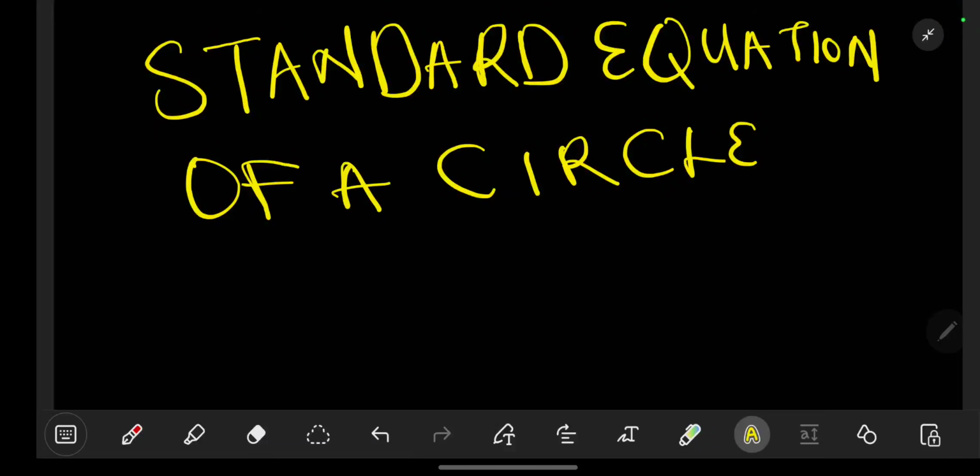Today we are going to be looking at the standard equation of a circle. Where does it come from? Let's look at an example.